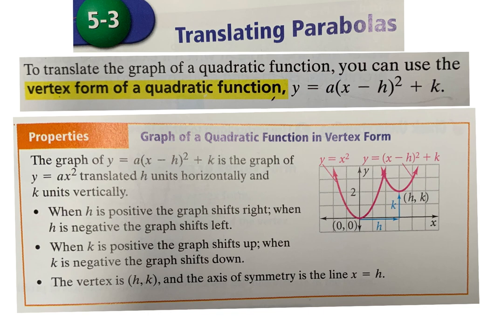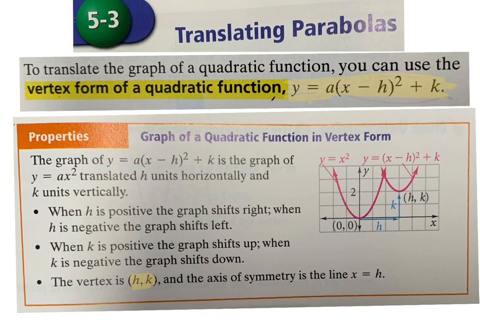So in this case, we have this particular form, which they're introducing here. You do have to know both forms, standard form and vertex form. Graphing, all right? When H is positive, the graph shifts right. When H is negative, the graph shifts left. When K is positive, it shifts up. When K is negative, it shifts down. The key here is that the vertex is HK.